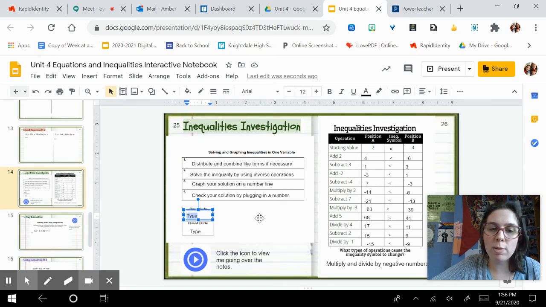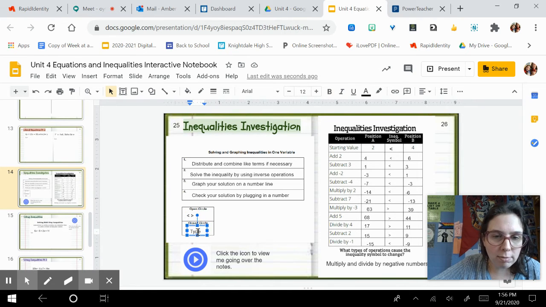And then when you have an open circle, that is when you have greater than or less than, because that means they're not actually equal. So x is less than 7 or x is greater than 7 means any number above or any number below 7, but not actually 7.